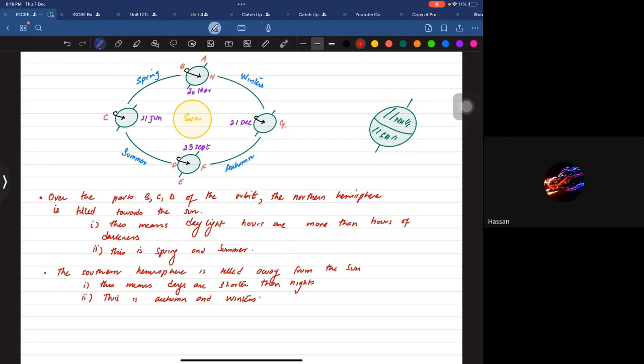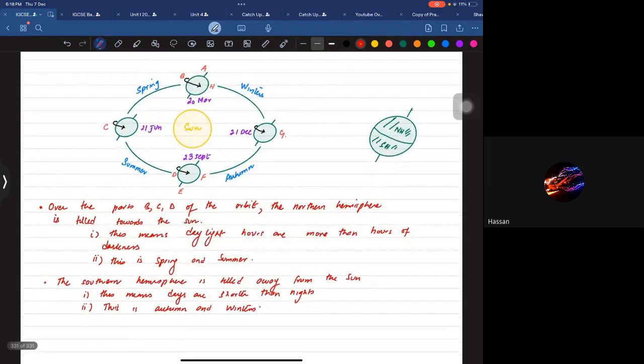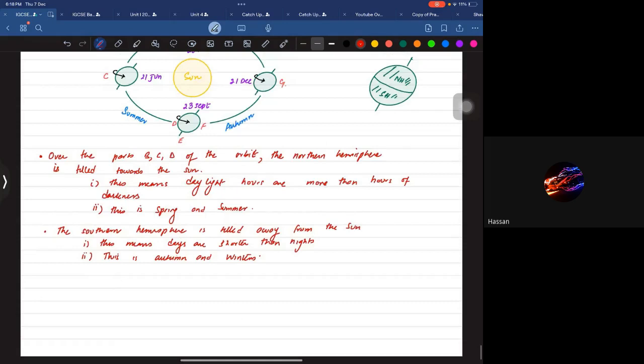Okay. Now what happens at C and at G? This is what we're looking at. So at C, number one, this is summer solstice, and the northern hemisphere has the longest day.